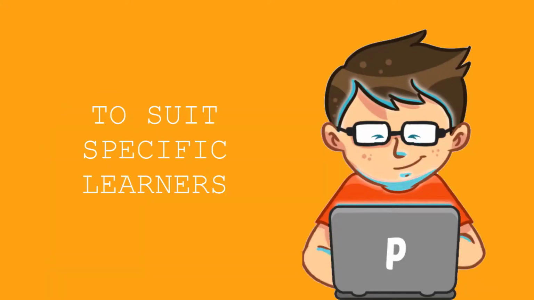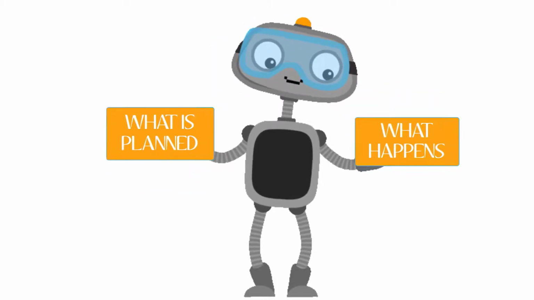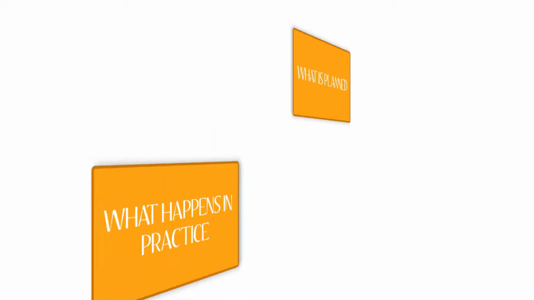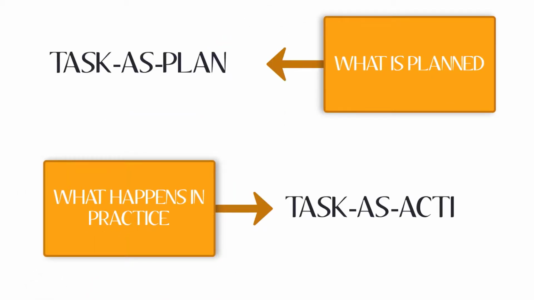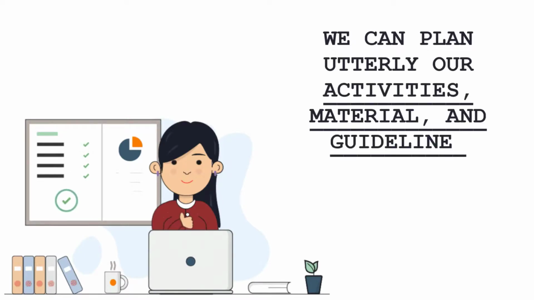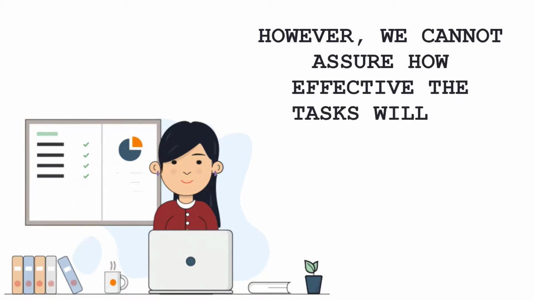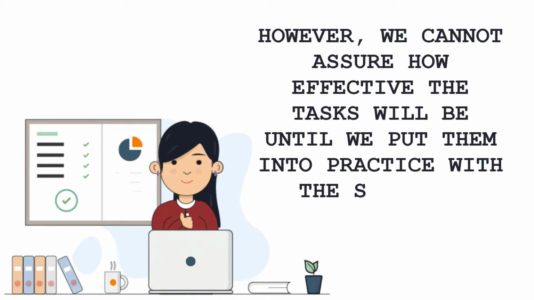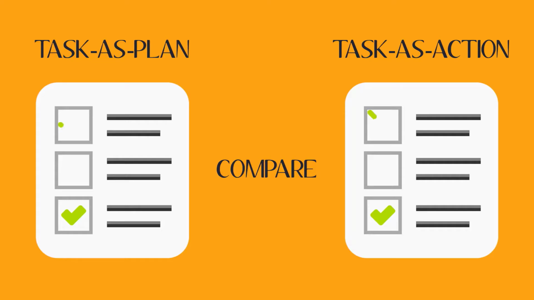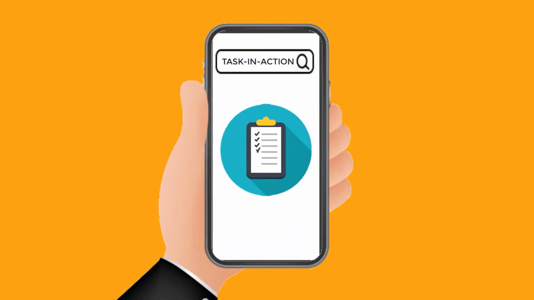In order to help maintain a clear distinction between what is planned and what happens in practice, we can label the two: task as plan and task as action. We can plan hourly or activities, material and guidelines that will be given to the students. However, we cannot assure how effective the task will be until we put them into practice with the students. The different aspects of tasks introduced in this chapter can all be used for evaluating tasks in action once they have been identified in the task as planned.